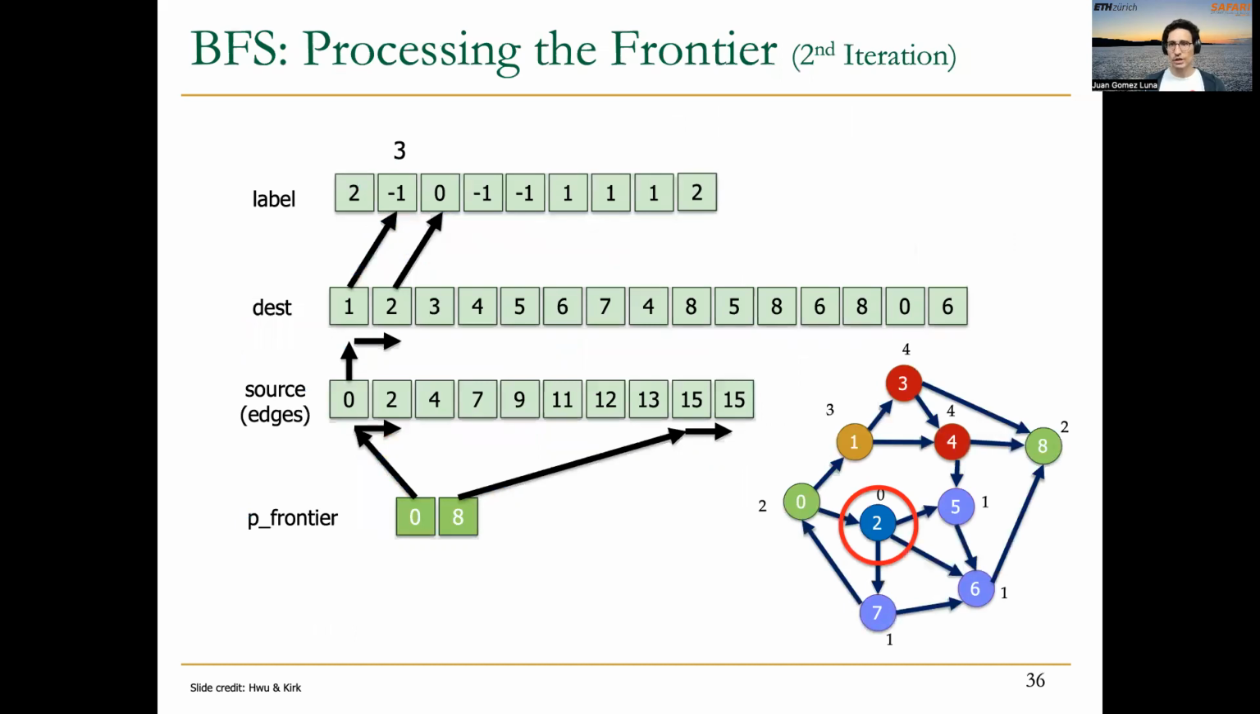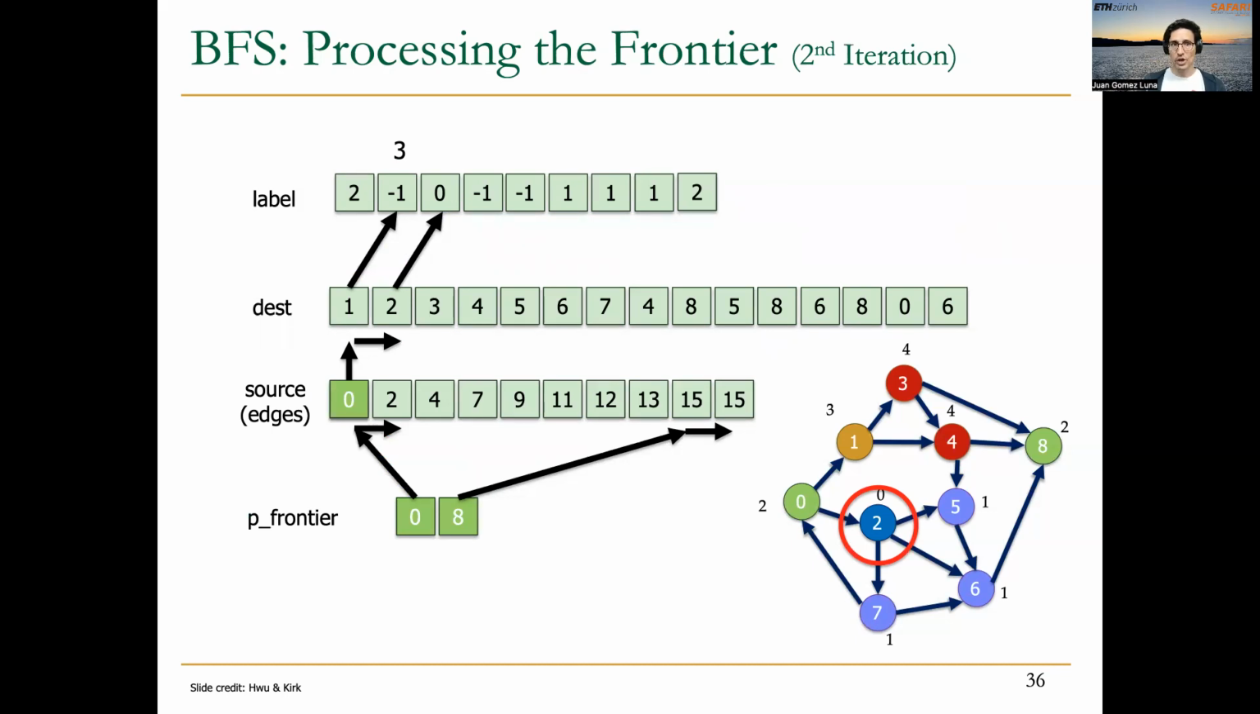Now, when it comes to processing a frontier, we have to visit the source array, the destination array, and finally an array of labels where we are going to mark the iteration, or the phase of the algorithm, where one specific node was discovered. So imagine that we have 2 nodes in the current input frontier. These are nodes 0 and 8. First of all, we go into the source array, where we find the pointer that corresponds to each of the 2 nodes in the frontier.